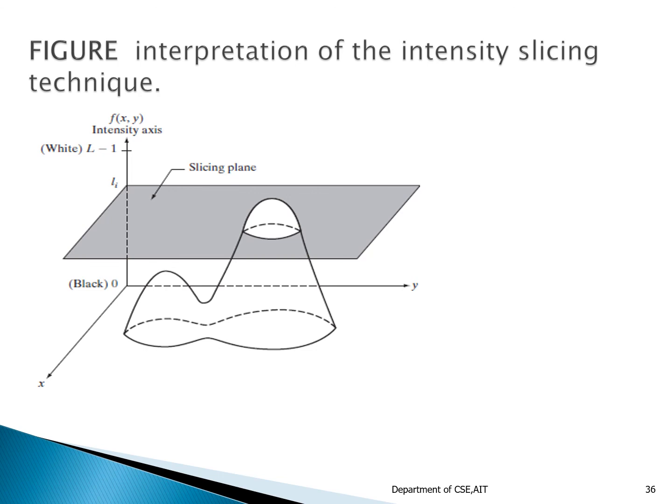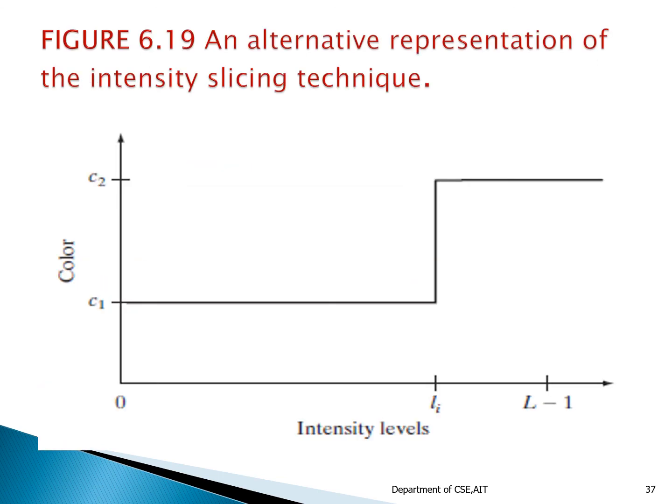Intensity to color assignments are made according to the relation f of x,y is equal to Ck if f of x,y belongs to Vk, where Ck is the color associated with the kth intensity interval Vk defined by the partitioning planes at L equal to k minus 1 and L equal to k. The idea of the planes is useful primarily for a geometric interpretation of the intensity slicing technique.